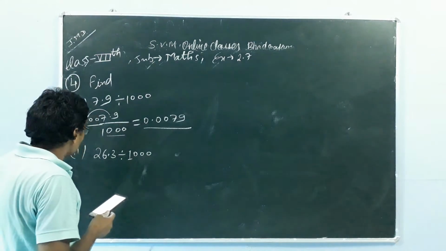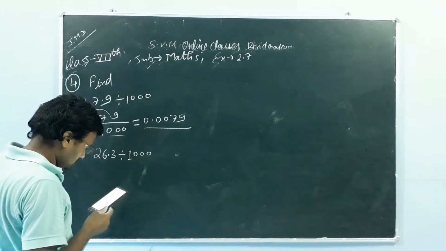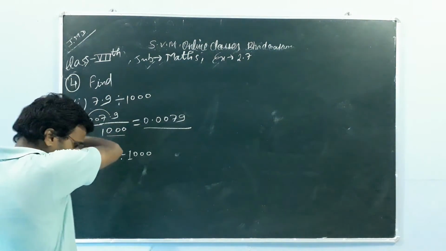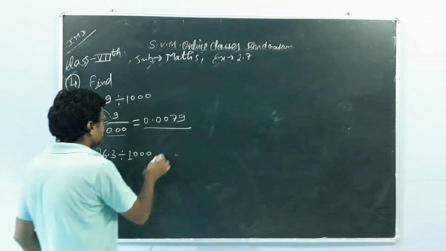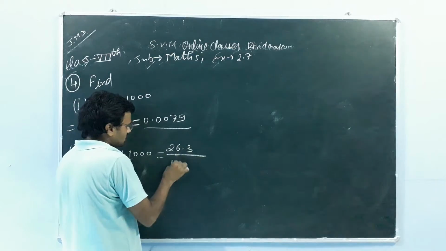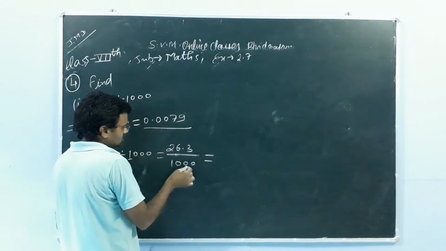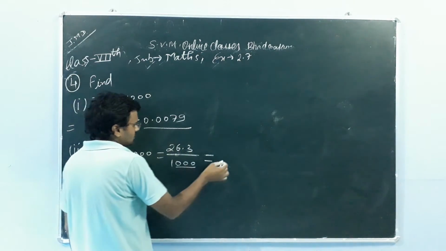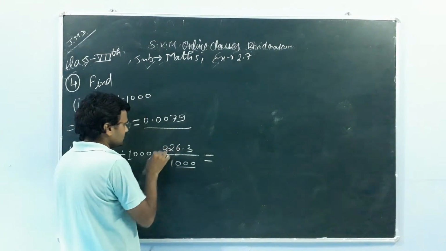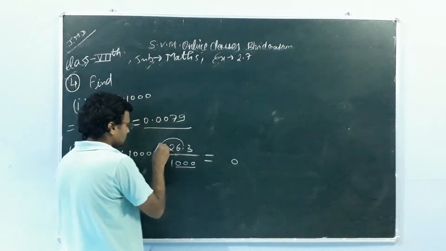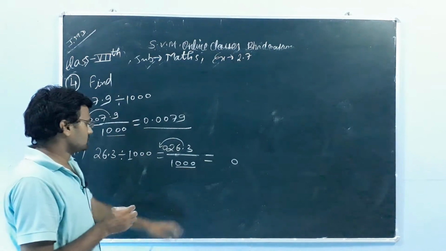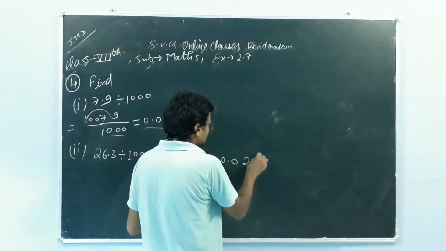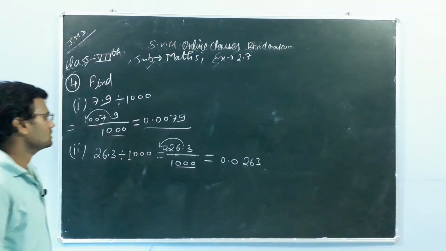Question number 4, second part: 26.3 divided by 1000. We will write it as 26.3 upon 1000. These three zeros will make the decimal point jump three digits to the left. There are 2 digits here, so we create 1 additional digit, and our point comes over here because of 3 zeros in our denominator. So 0.0263 is our answer.